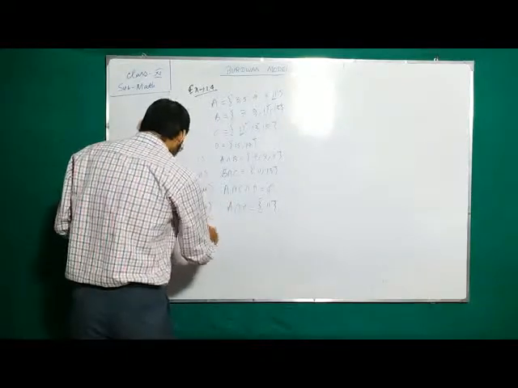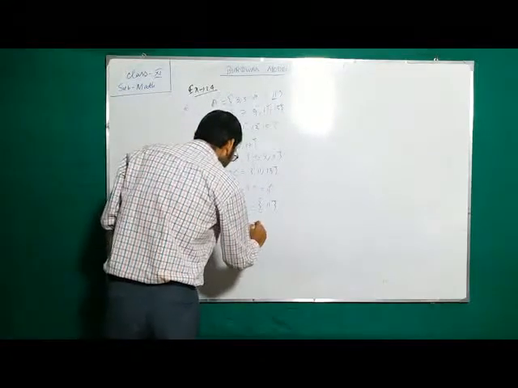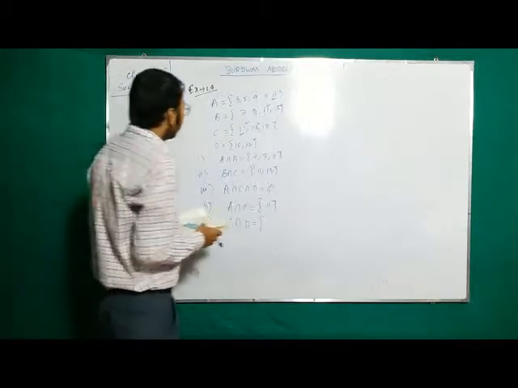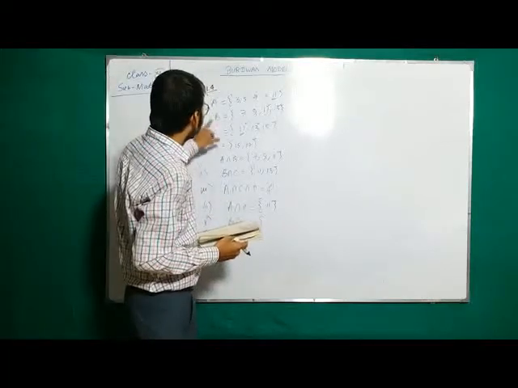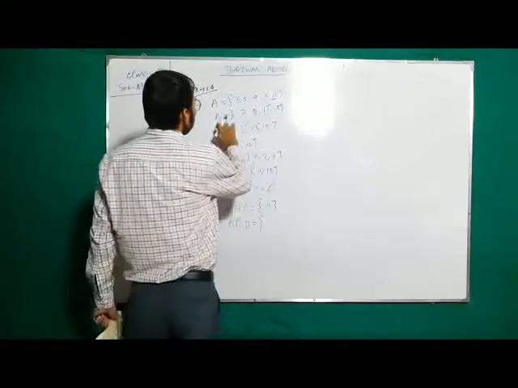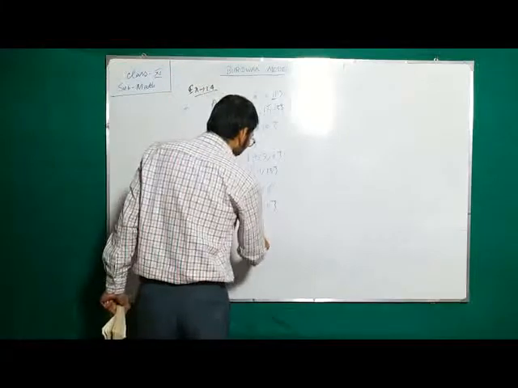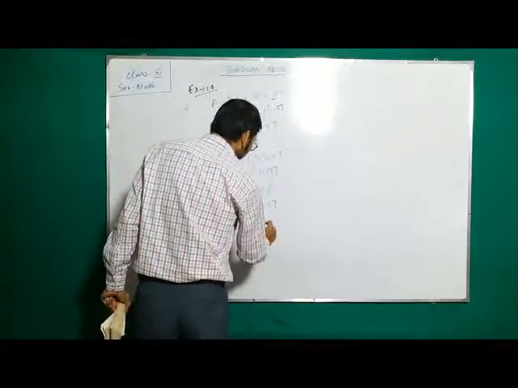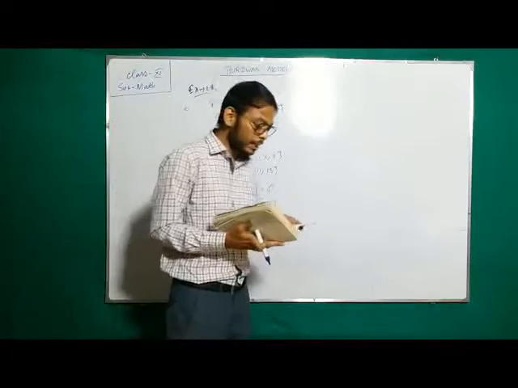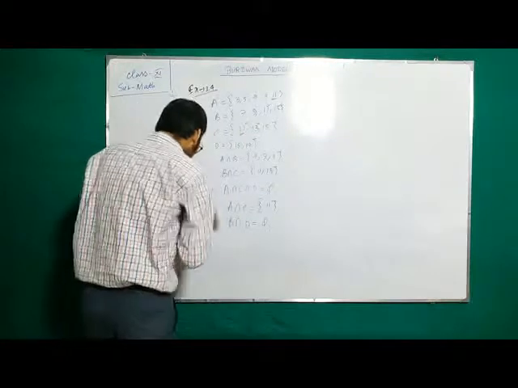Now number 5. B intersection D. Common elements of B and D. B contains 7, 9, 11, 13. D contains 15, 17. So no common element of B and D. So we may write here the null set because it contains no common element.